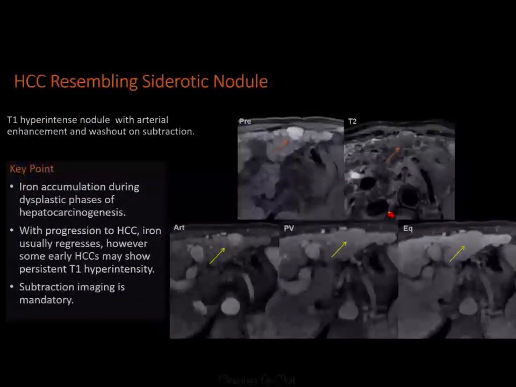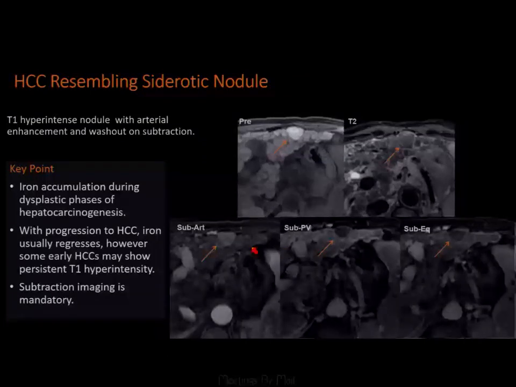We talked about a couple of cases where you don't see arterial enhancement because of intratumoral necrosis. This was a case of an early HCC that was T1 bright and T2 dark, and it's hard to say on the dynamic phase if this is truly arterial enhancing with washout or not. Usually you have to have a very good subtraction, and we didn't have much misregistration, so we could clearly see there is arterial enhancement and washout in this.